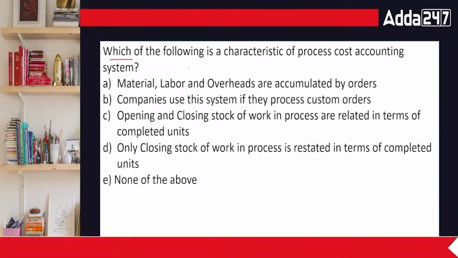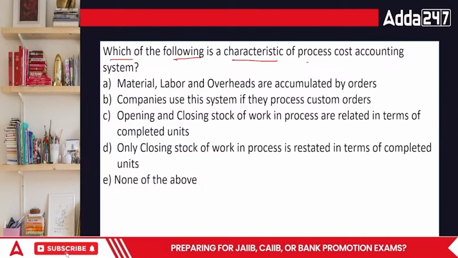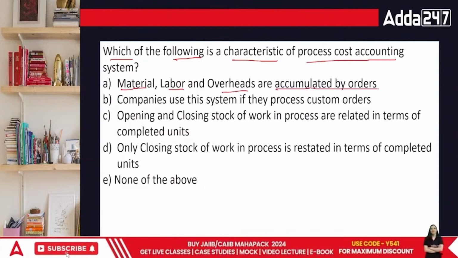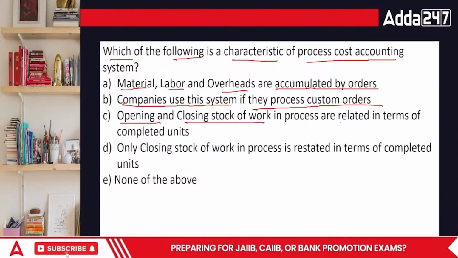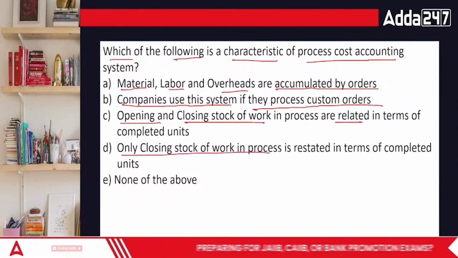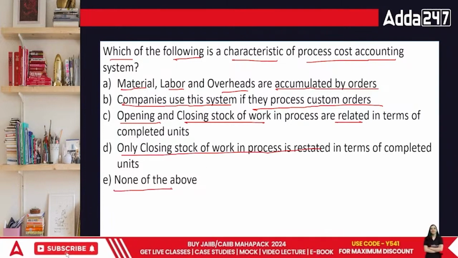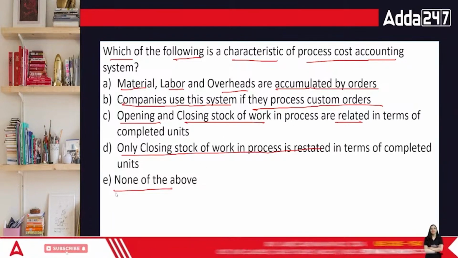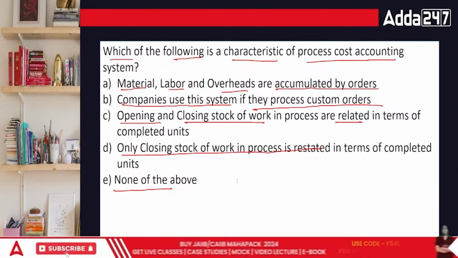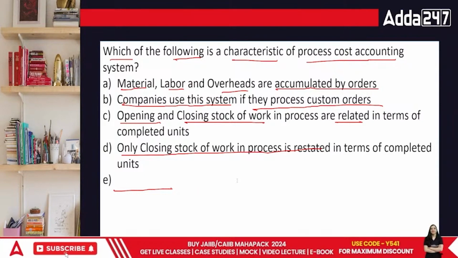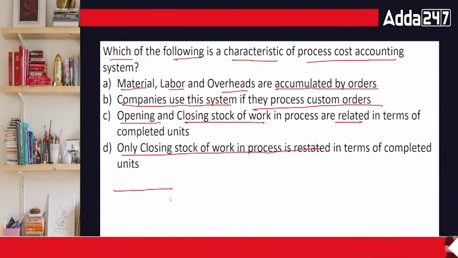Which of the following is a characteristic of process cost accounting? Material, labor, overhead are accumulated by orders. Companies use this system if they process custom orders. Opening and closing stock and work in progress are related. Only closing stock is related, or none of the above. In the examination, you will have only 4 options. Okay? The 5th one is not there. So now this becomes easier.